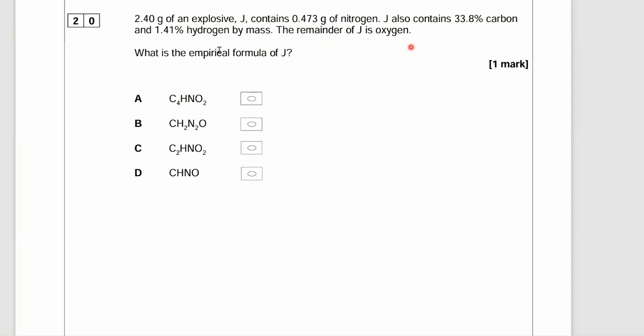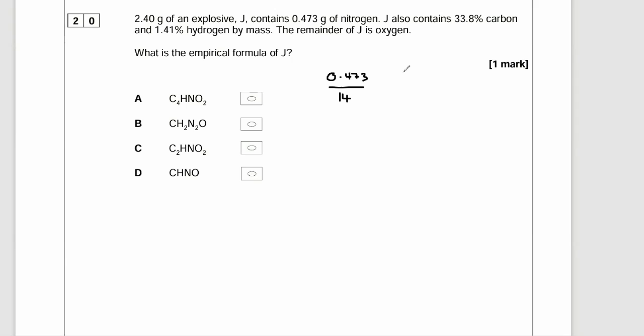Right, question 20. 2.40 grams of an explosive J contains 0.473 grams of nitrogen. J also contains 33.8% carbon and 1.14% hydrogen by mass. The remainder of J is oxygen. What is the empirical formula? Oh, blimey, they've given us grams, mass, and they've given us percentages. I need to either work out the mass of carbon and the mass of hydrogen and mass of oxygen, or convert this mass of nitrogen into percentages.